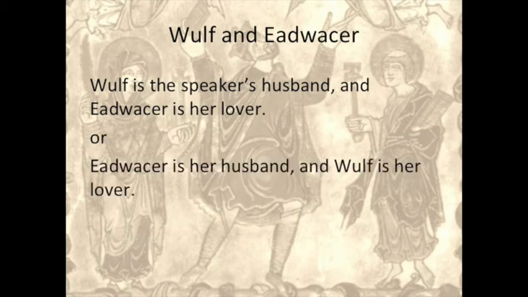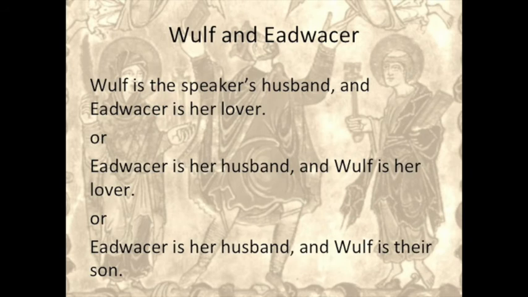And in fact, some readers don't read it as a love triangle at all. One really interesting interpretation of the poem is that it's spoken by a mother, that this is a mother speaking about her son, Wulf, and maybe Eadwacer is her husband, and she's speaking to him about their shared son, who is out in battle and who she's very concerned about.